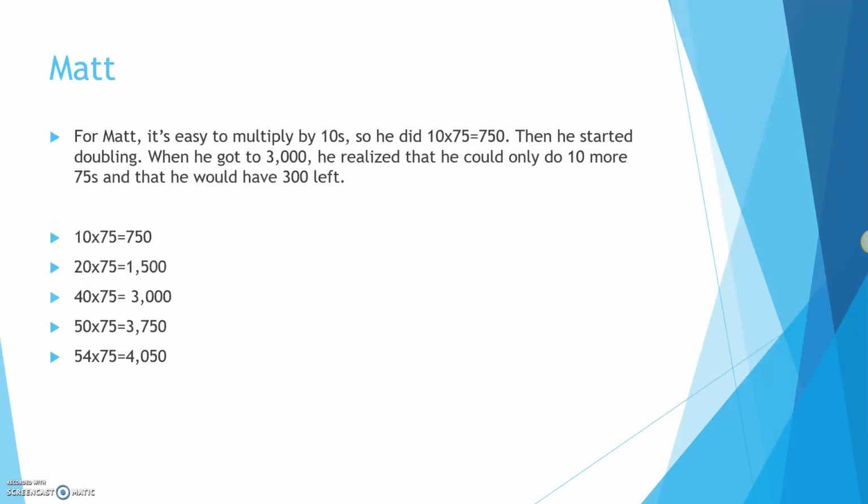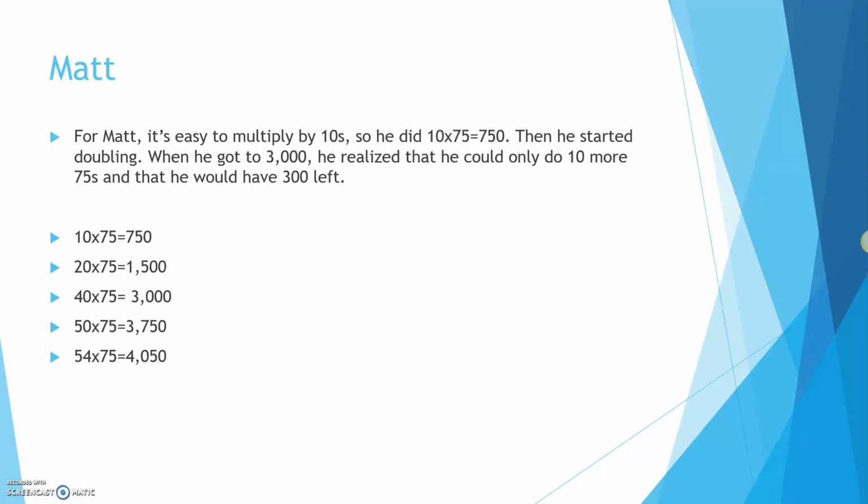Now Matt did it a little bit differently. For him, multiplying by tens was easy, and so he did 10 times 75 equals 750. And he realized that 750 is pretty far away from the 4,050 that he needed to get to, so he started doubling. And when you double one factor, your answer is going to double. So when he went from 10 times 75 to 20 times 75, his answer doubled from 750 to 1,500. Well, that's still kind of far away, so he doubled again. And then he had 3,000.